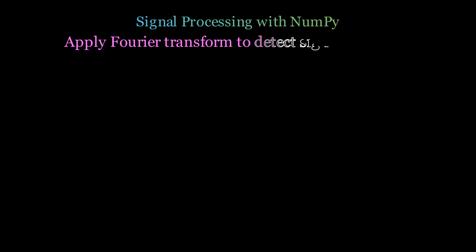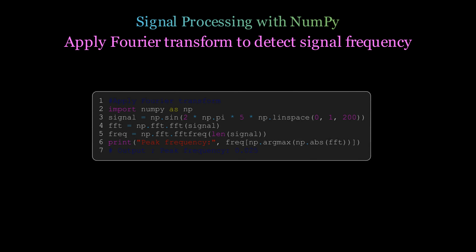The Fourier transform decomposes a signal into its frequency components. We'll analyze a 5 Hz sine wave and use FFT to identify its dominant frequency. This is fundamental for spectral analysis across many domains. For our 5 Hz sine wave sampled at 200 points, the FFT correctly identifies the normalized frequency of 0.025, 5 Hz relative to the Nyquist frequency. The magnitude spectrum would show a clear peak at this frequency.